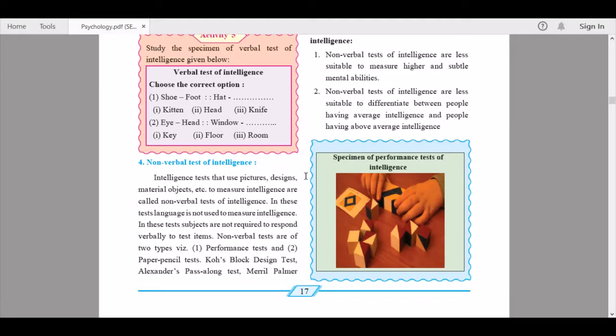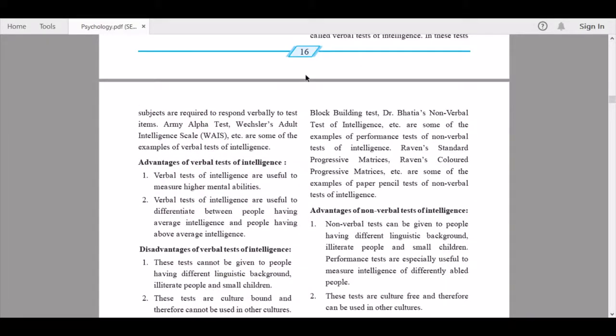Kohs' block design test, Alexander's pass-along test, Merrill Palmer's block building test, Dr. Bhatia's non-verbal test of intelligence, etc. are some of the examples of performance tests of non-verbal tests of intelligence. Raven's standard progressive matrices, Raven's colored progressive matrices, etc. are some of the examples of paper pencil tests of non-verbal tests of intelligence.